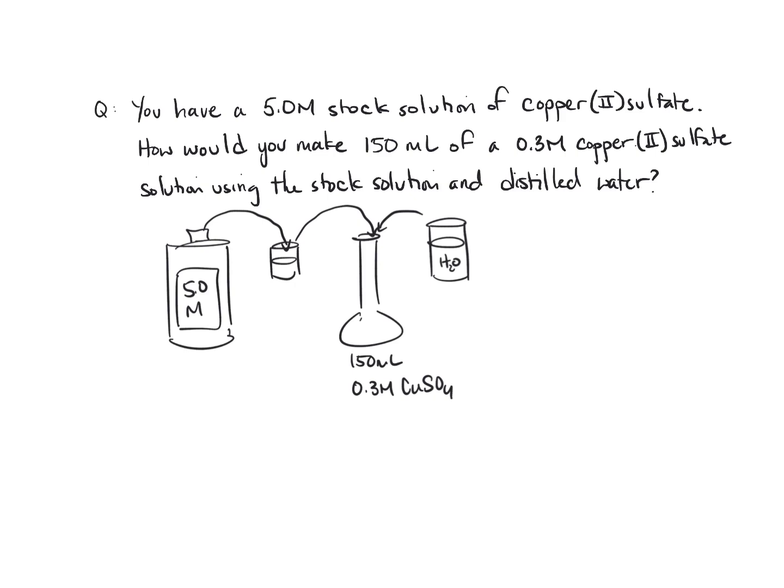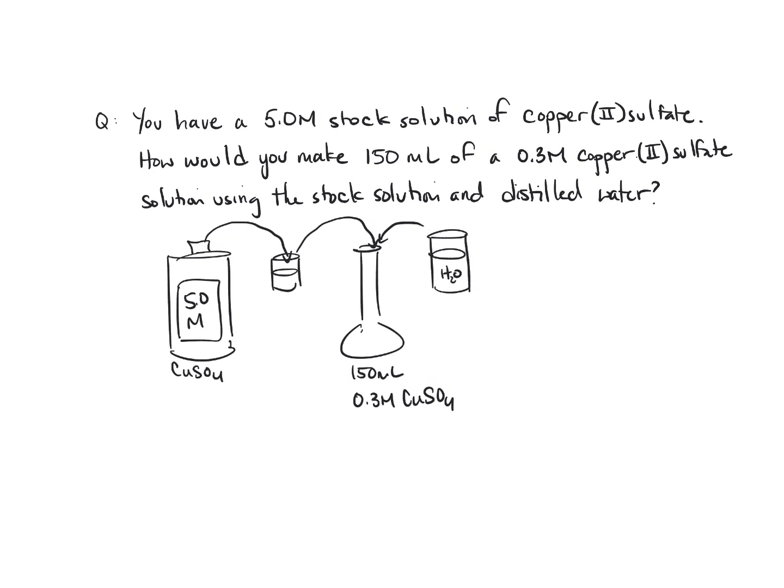Okay, so I've got a 5 molar solution of CuSO4, and we need some of it. We don't need all of it. We need some quantity of it. That's going to be this right here. That some quantity is then going to go down here. And then we're going to add water, continue to add water, and the water that we take from here will then be here, and this will be our diluted solution.